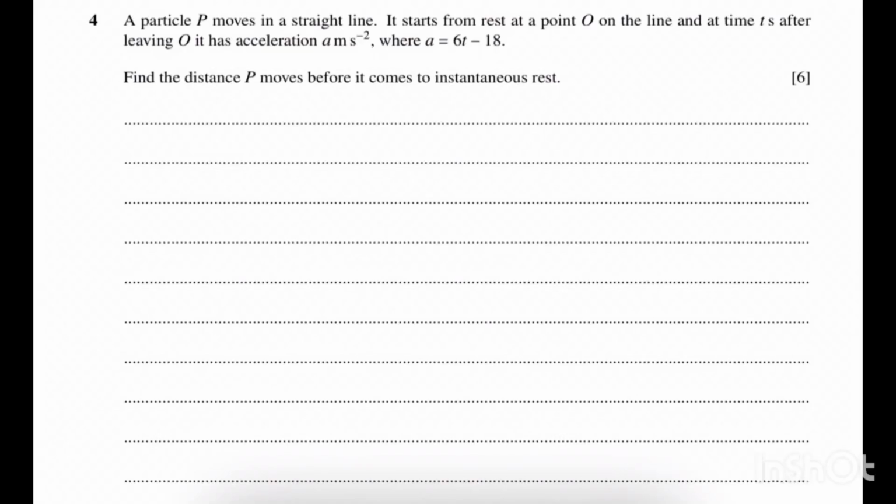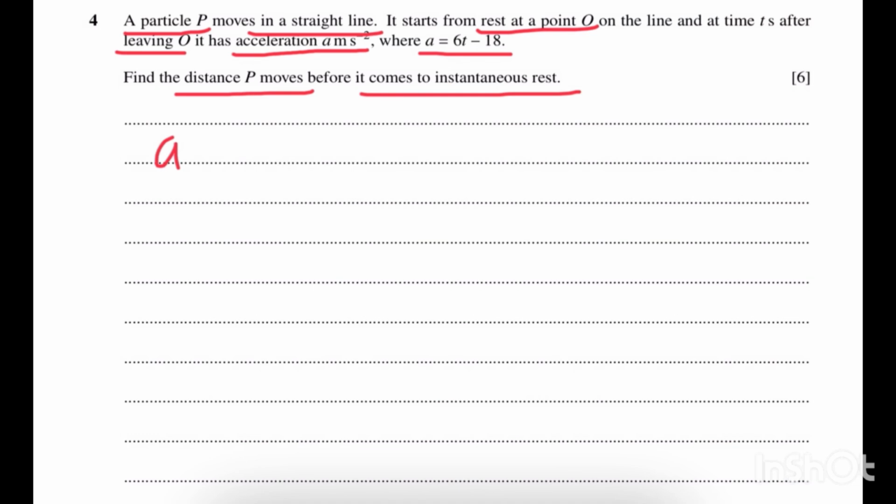Question number 4. They say that a particle P moves in a straight line. It starts from rest at a point O on the line, and at time t seconds after leaving O, it has an acceleration a meters per second squared, where a is equal to 6t minus 18. Find the distance P moves before it comes to instantaneous rest.